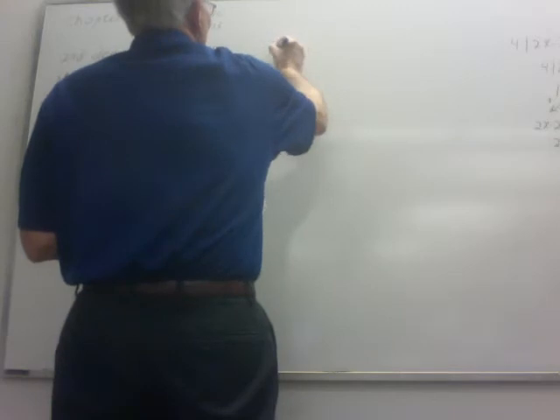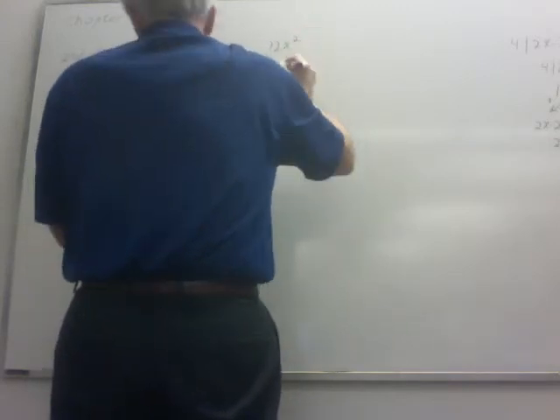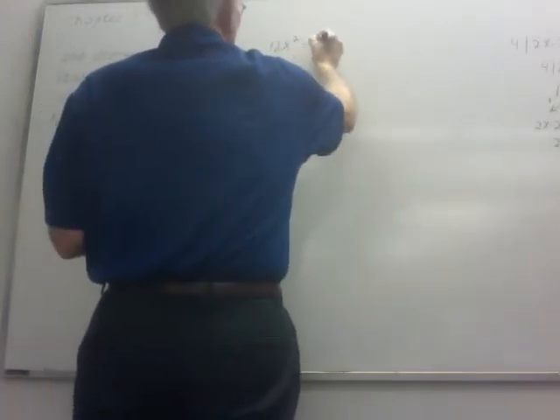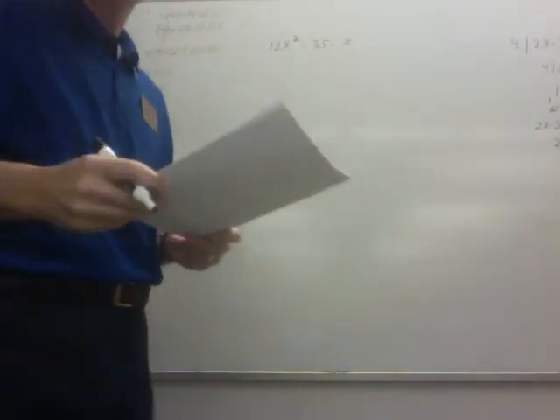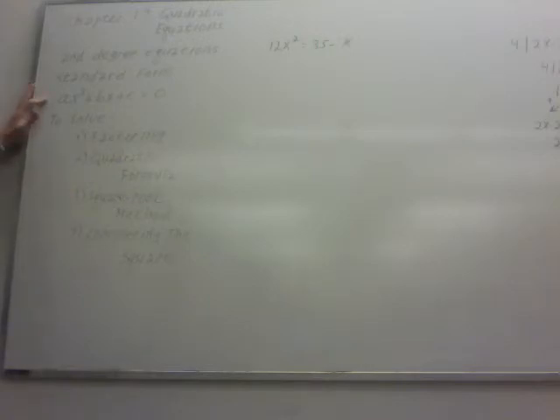I want to solve this quadratic equation: 12x squared is equal to 35 minus x. And we're going to go ahead and solve that quadratic equation by factoring. First of all, you'll notice that quadratic equations in standard form are in the form of ax squared plus bx plus c is equal to 0. That's the standard form of a quadratic equation.